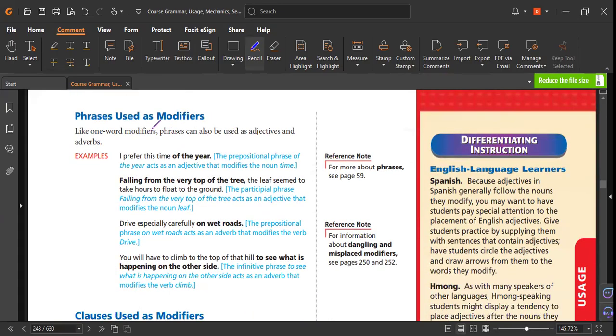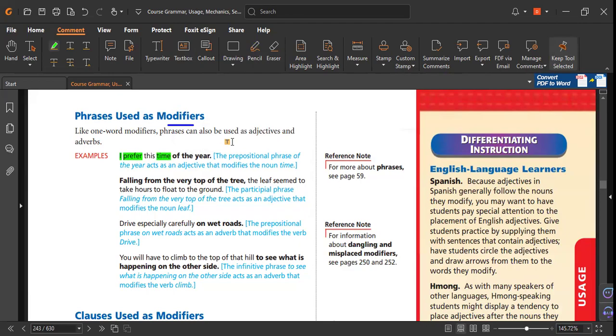So here, phrases as modifiers. That comes in the exam a lot. Let's see. As we agreed before, we put any phrase and any clause after or near what it modifies. For of the year, what does it modify? It modifies the time.